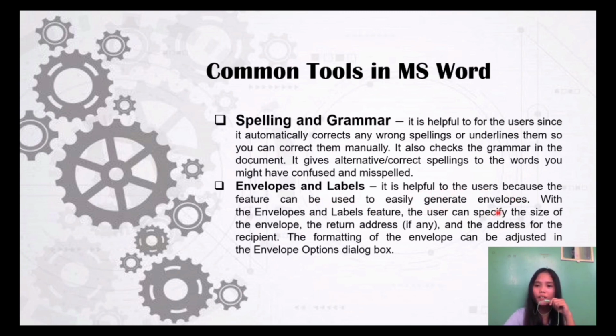In the envelopes and labels, it is useful to users because the feature can be used to easily generate envelopes. With the envelopes and labels feature, the user can specify the size of the envelope, the return address if any, and the address for the recipient. The formatting of the envelope can be adjusted in the envelope options dialog box.